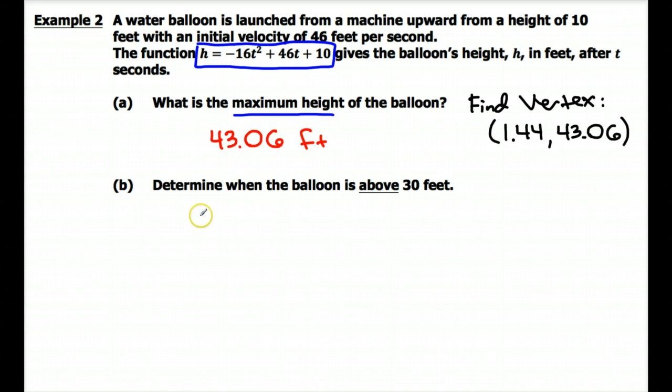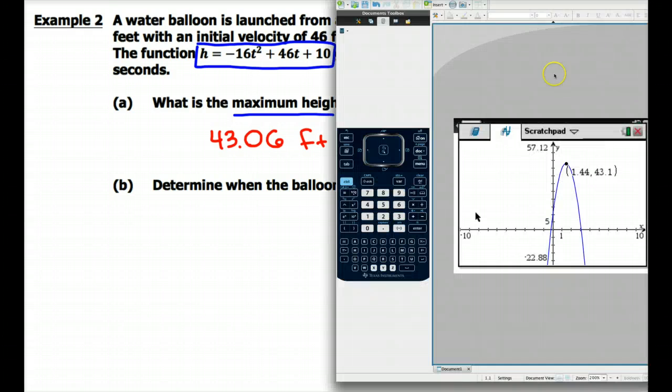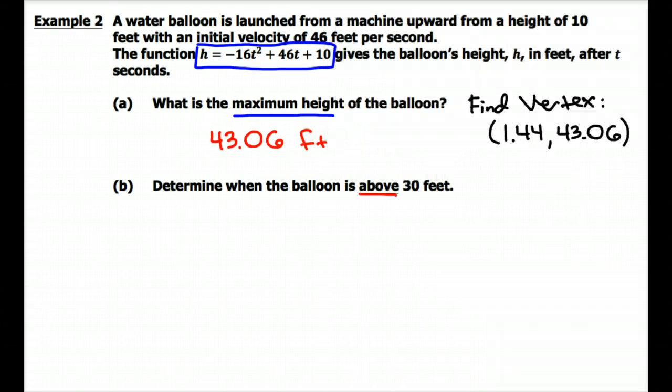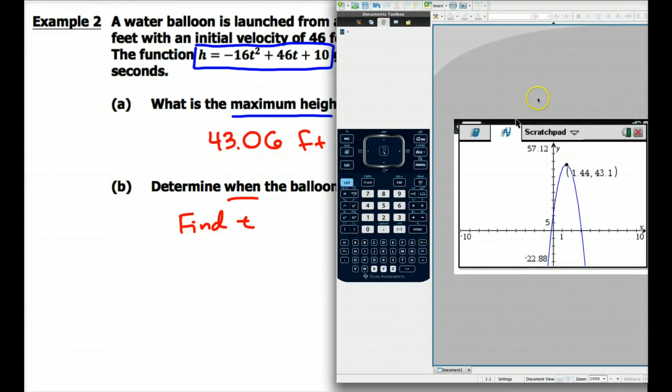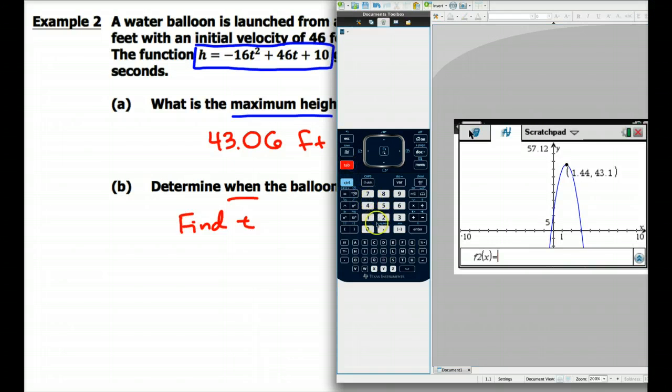Okay, the second part is asking us to find when the balloon is above 30 feet. So I'm going to go back to my graph now. Okay, and again, I want to find when. So when you're finding when, you're finding time. Okay, so we want to find t when the balloon is above 30 feet. Well, to do that, I'm just going to draw a second graph on here. So I'm going to hit Tab. Now I get my F2 of x, and I'm just going to do the horizontal line y equals 30. So I'm just going to type in a 30 here.